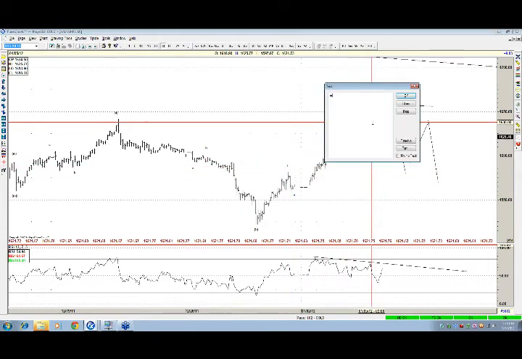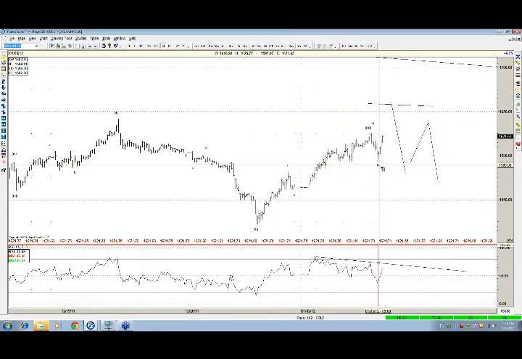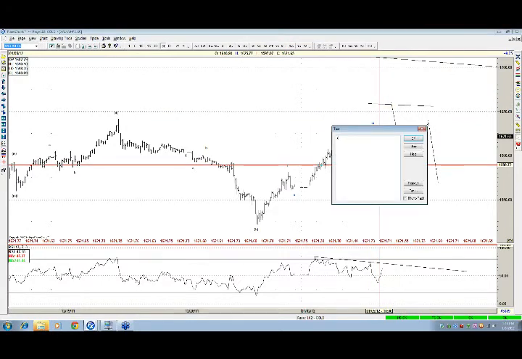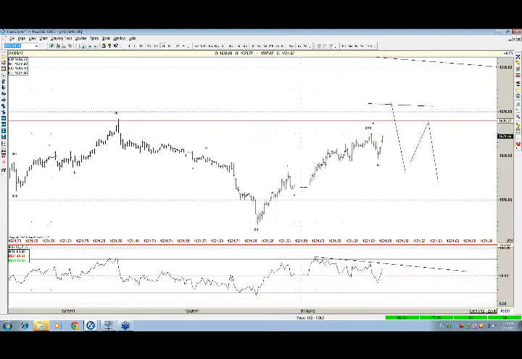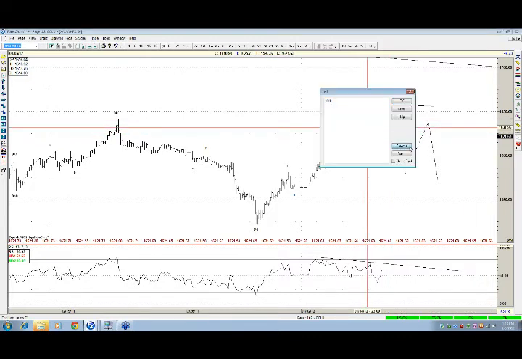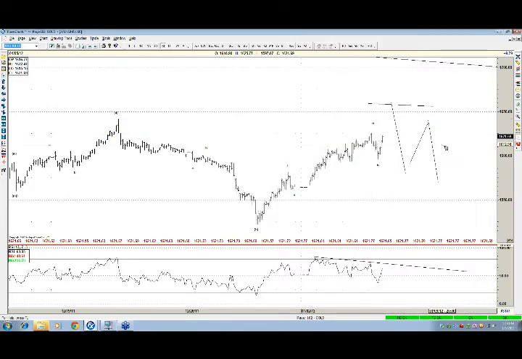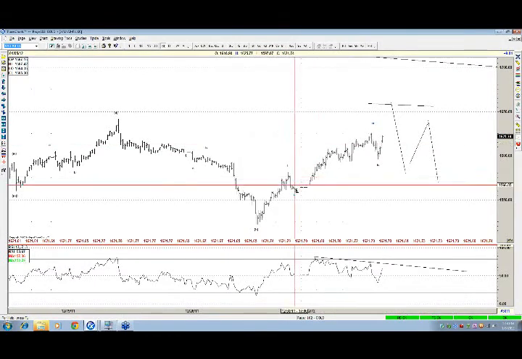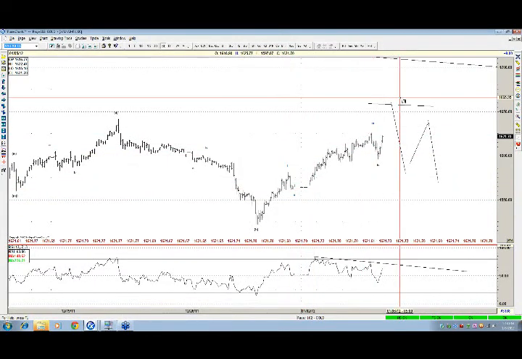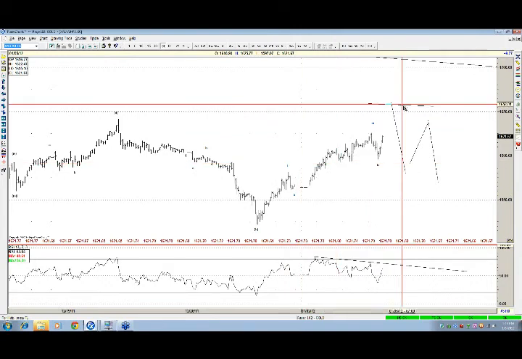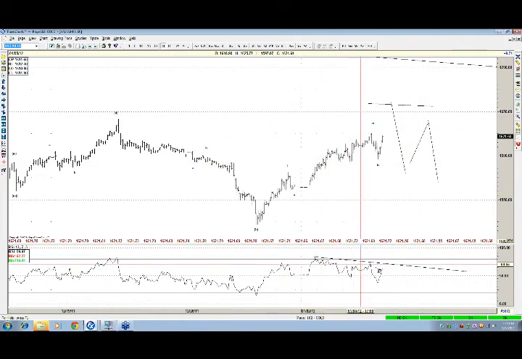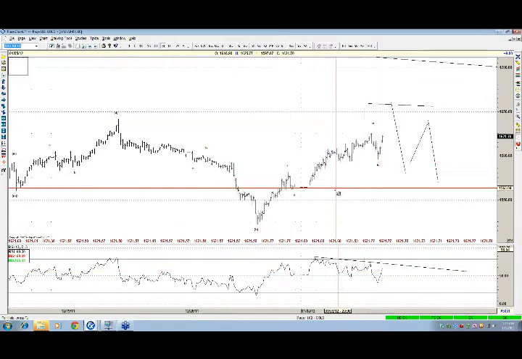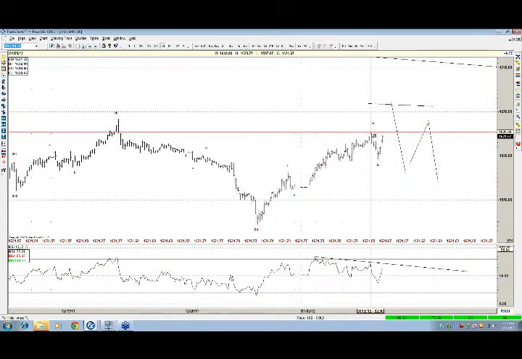If this is a 5-wave swing right here, all I can say is that with Elliott Wave I've got 2 possibilities: either 1, 2, 3, 4, 5 or 1, 2, 1, 2. Now, I'm seeing divergence, and that's telling me that it's a 5, because the next wave would not give you divergence.